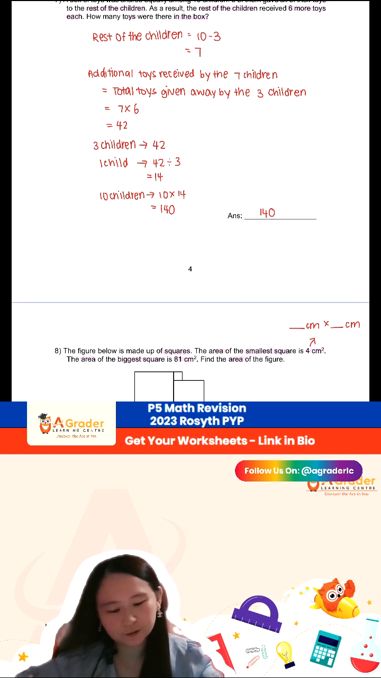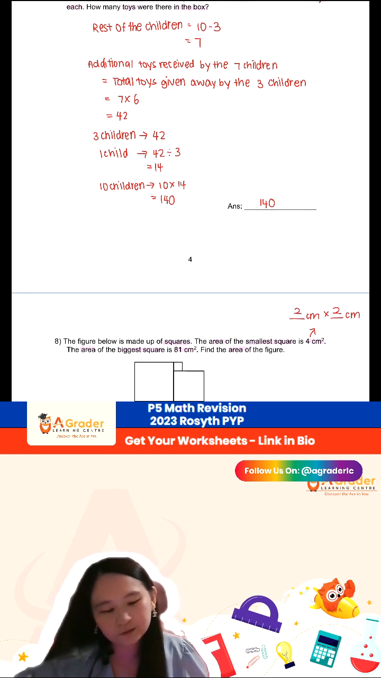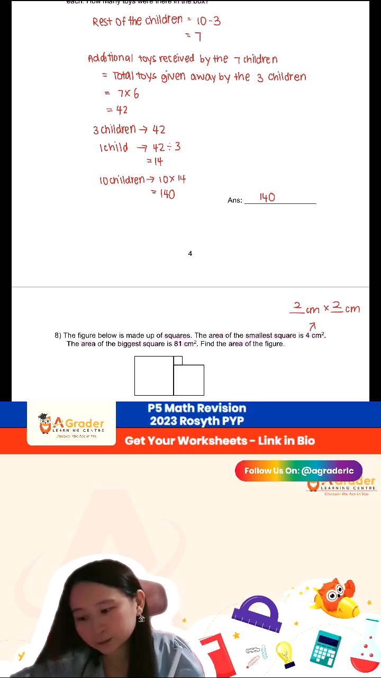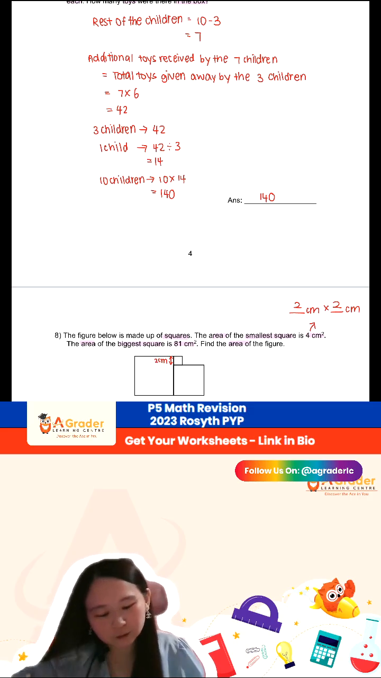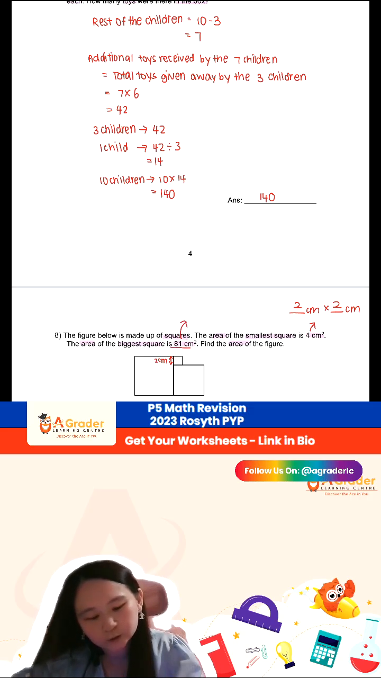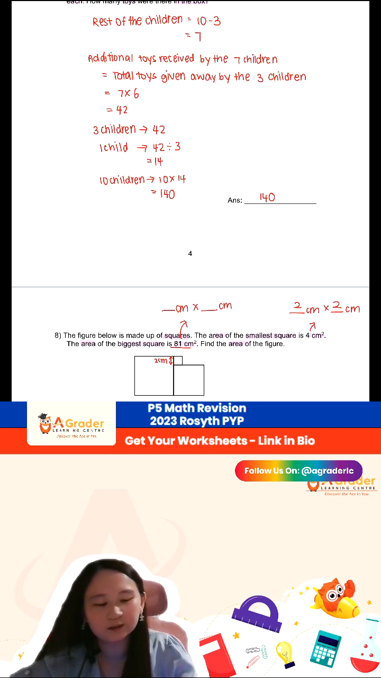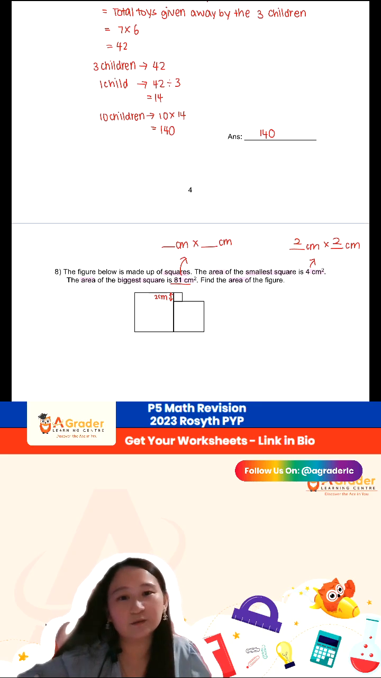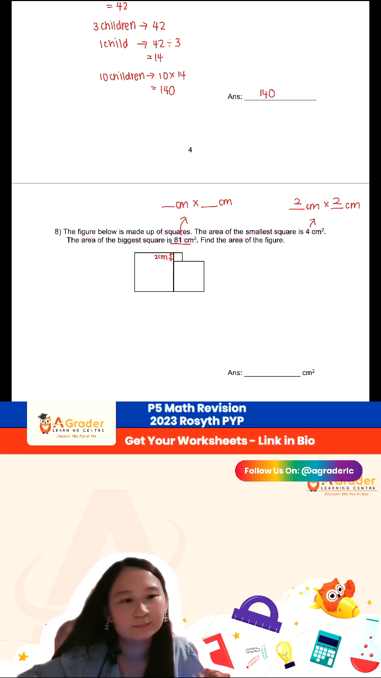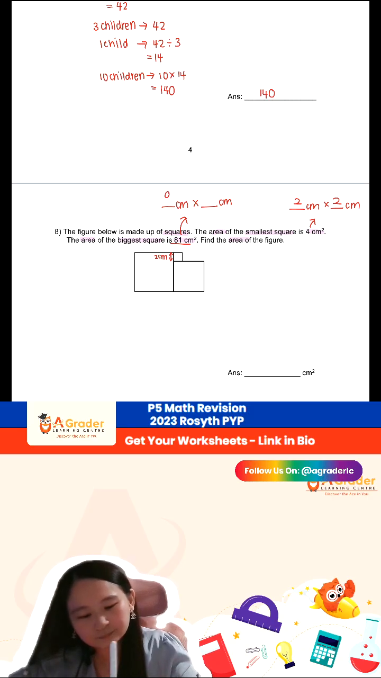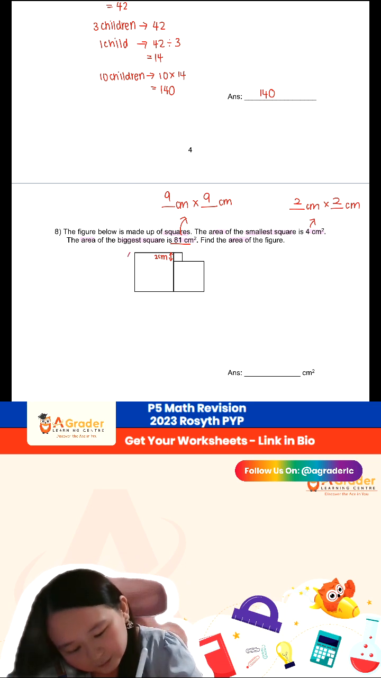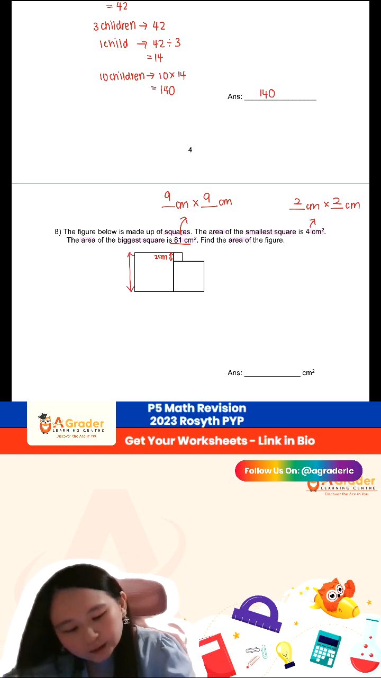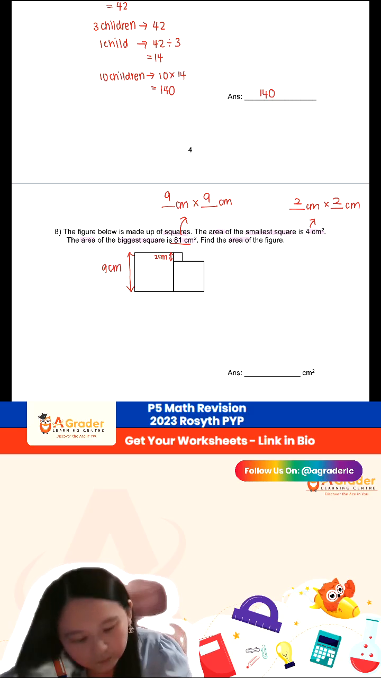Yep, 2 times 2 gives us 4. So we have the length of the square. Each side is 2 cm for the smaller square. They also gave us the area of the bigger square, which is 81 centimeters squared. So how many centimeters times how many centimeters give us 81? And they must be the same number. So 9 cm times 9 cm gives us 81 centimeters squared. This also means this is my bigger square. So the length of the bigger square is 9 cm.